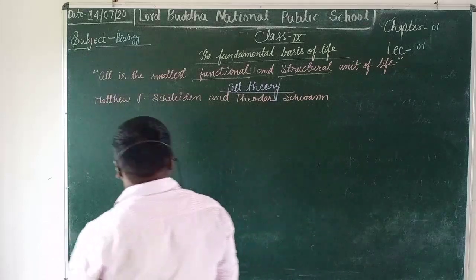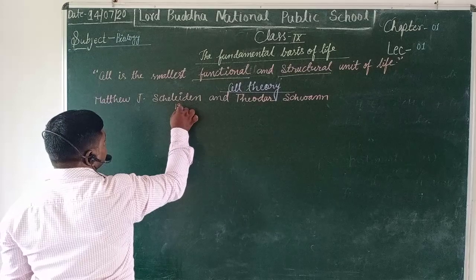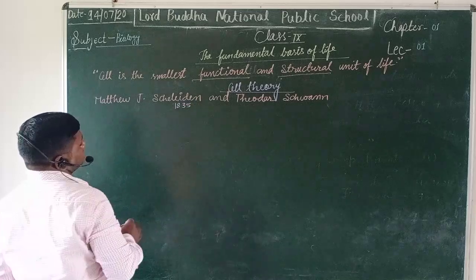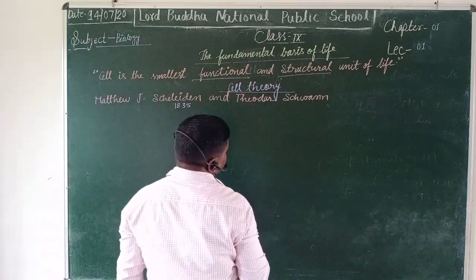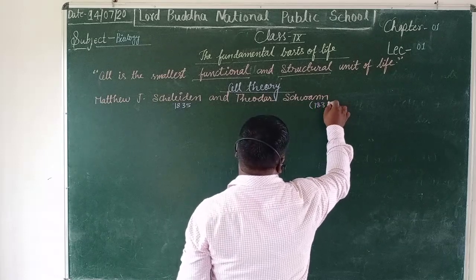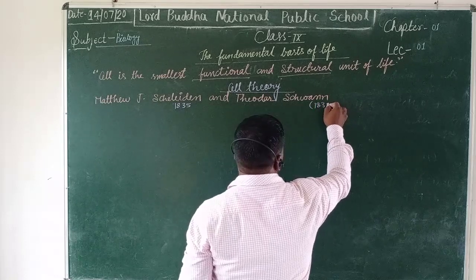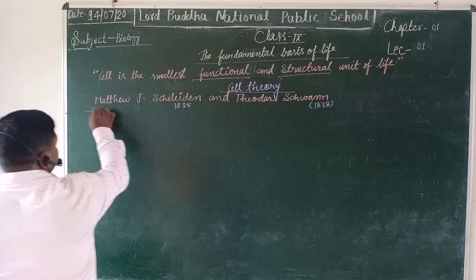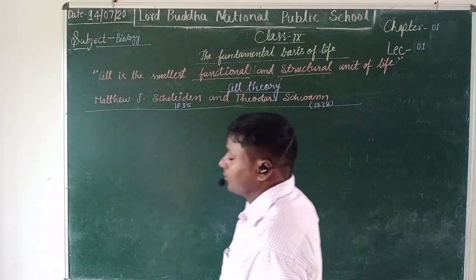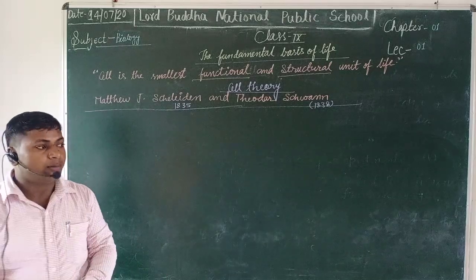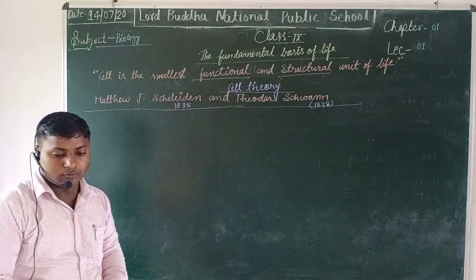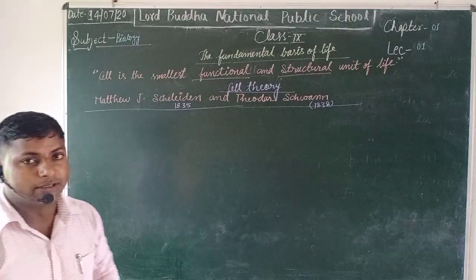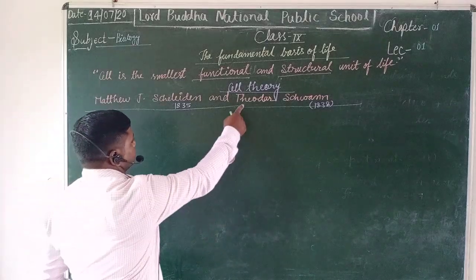Matthias J. Schleiden, during 1835 and 1838, gave a concept about the cell. This concept was regarded as cell theory. What concept was given by them, now we will discuss.